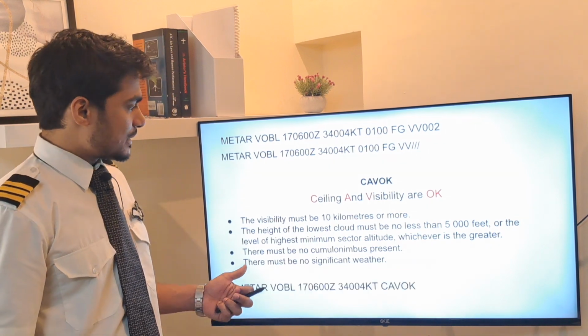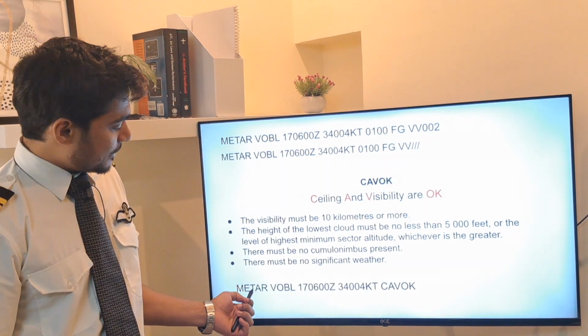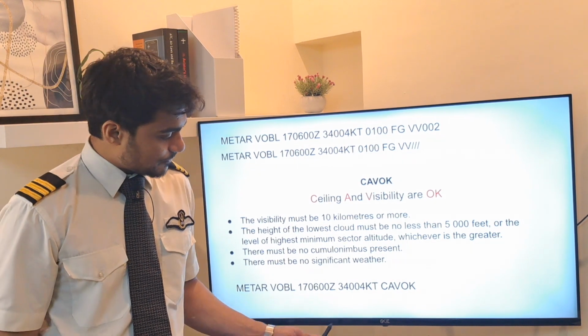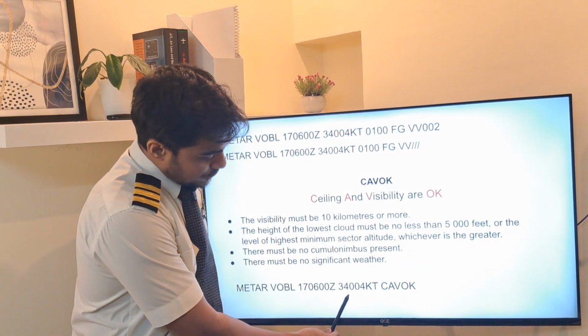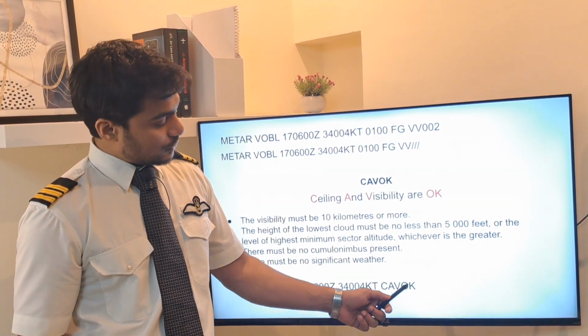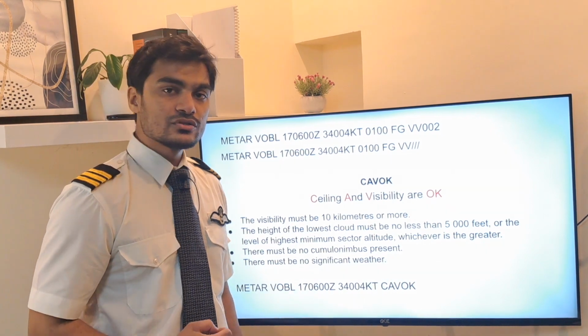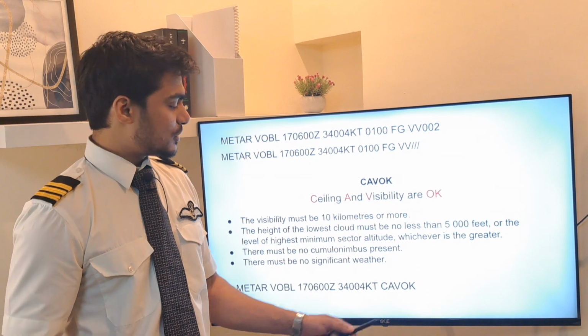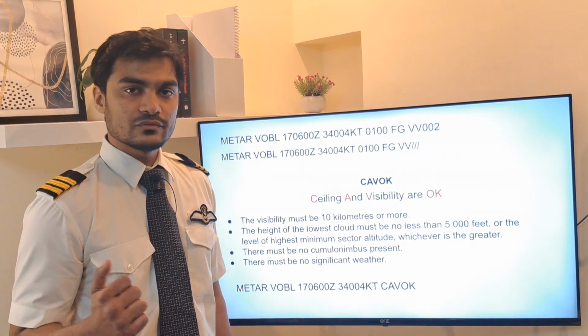Now let's look at an example of CAVOK. Like again, METAR for Bangalore issued on the 17th at 0600 UTC. Winds 340 degrees true, 04 knots. Cloud and visibility are okay. Now looking at this example, you'll notice that there is no weather phenomena, nor is there a cloud ceiling, nor is there an RVR issued, because this word literally replaces all of those words.